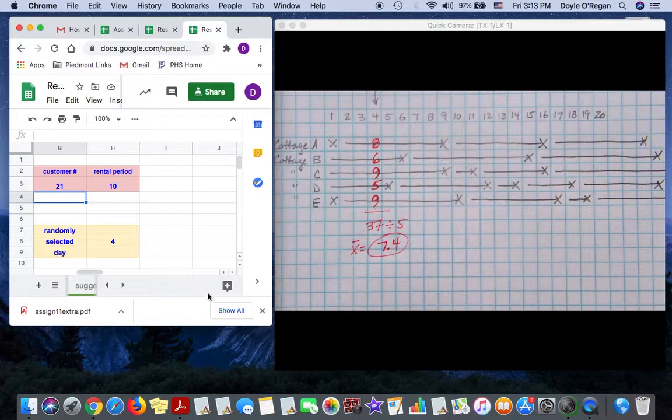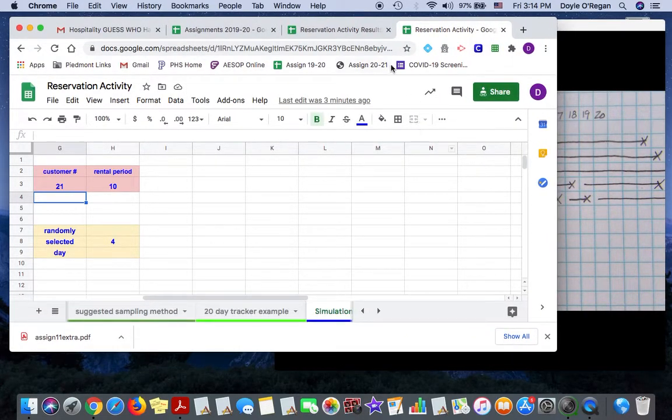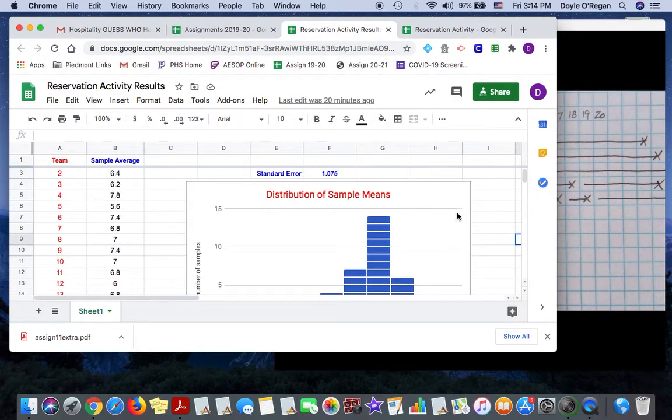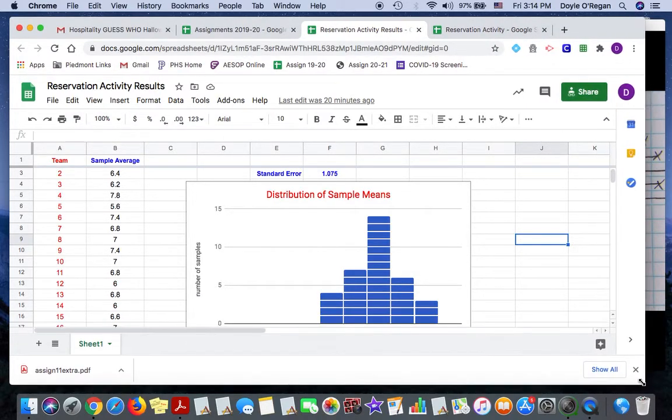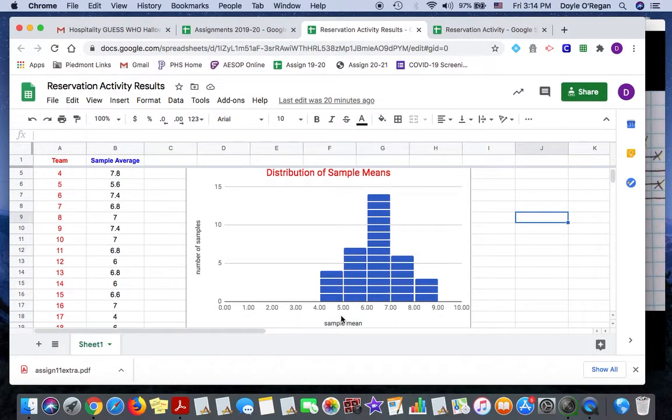So I had a number of students go through and do this same process of creating a 20-day window, picking a random day, and then recording for me their sample average. I'm now going to open up another spreadsheet showing you the results of that process. I had a whole bunch of students share their average, and this is the graph of what we got. Here are the various averages: 4 point somethings, 5 point something, 6 point something, 7s, and 8s.